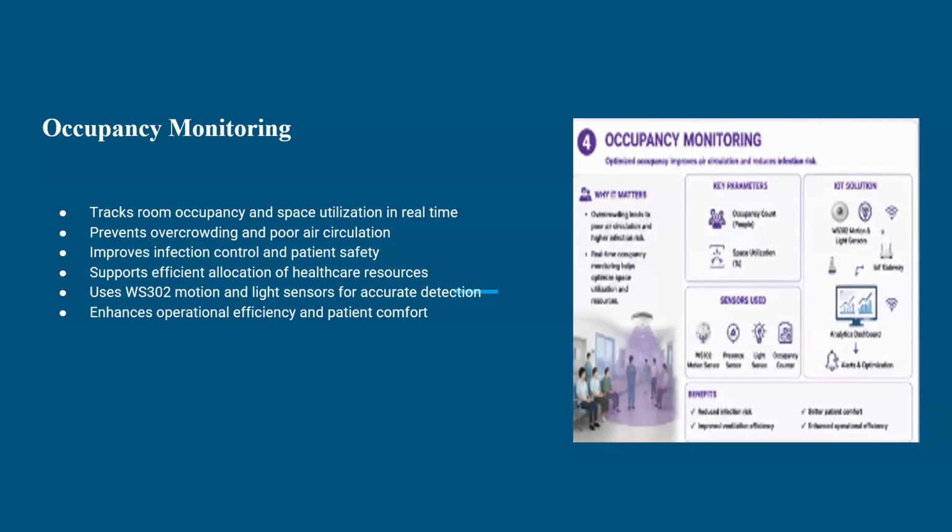It supports efficient allocation, with PIR and light sensors used for accurate detection of occupancy. A widely used sensor for this measurement, other than the PIR and the light sensors, is the WS302, and it can enhance the operational efficiency and patient comfort too.